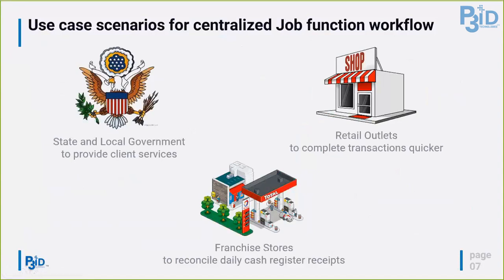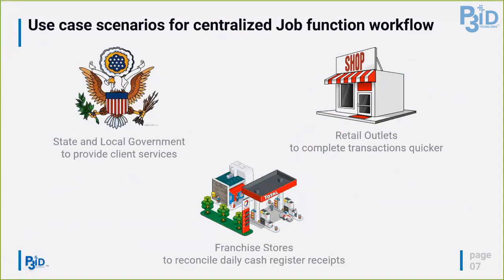And then, moving on to use case scenarios for centralized job function workflow. This is probably one of the questions I get asked most: who's using these things? There are some really great case studies and use cases for centralized job function workflow and network attached scanners. I'll elaborate a little bit on three of them. The first is in state and local government. The next is retail outlets, and then the third one is franchise stores.